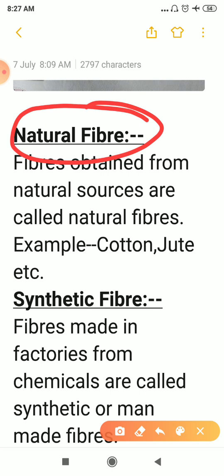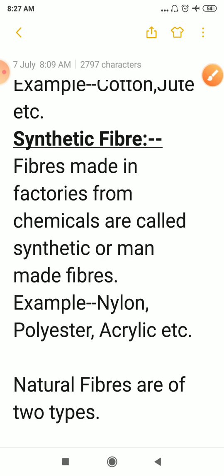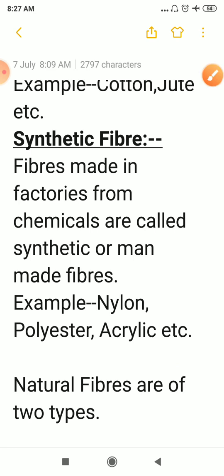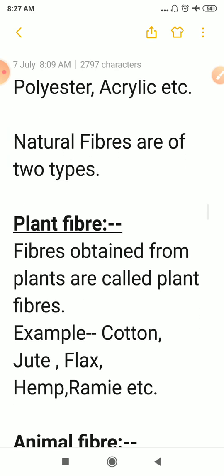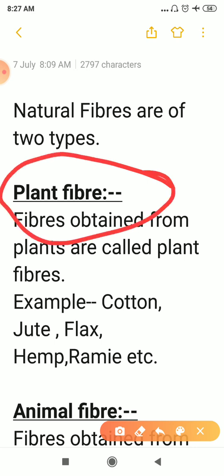And synthetic fibers or man-made fibers are made in factories from chemicals. For example, you can take nylon, polyester, acrylic, etc. Natural fibers are again classified into two types. The ones that we get from plants are called plant fibers. The ones that we get from animals are called animal fibers.